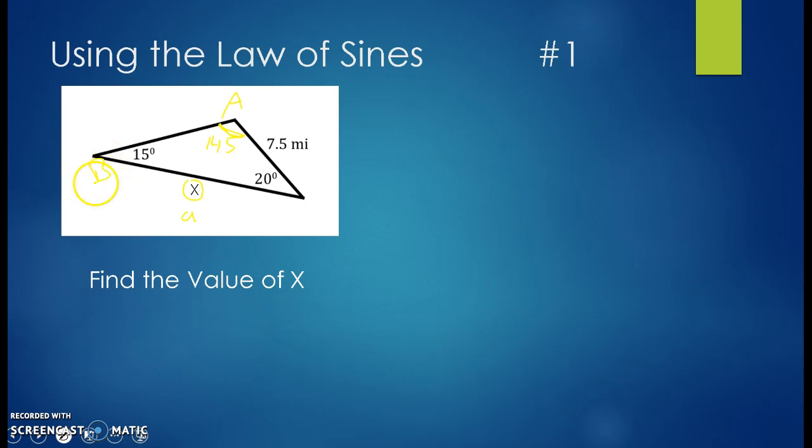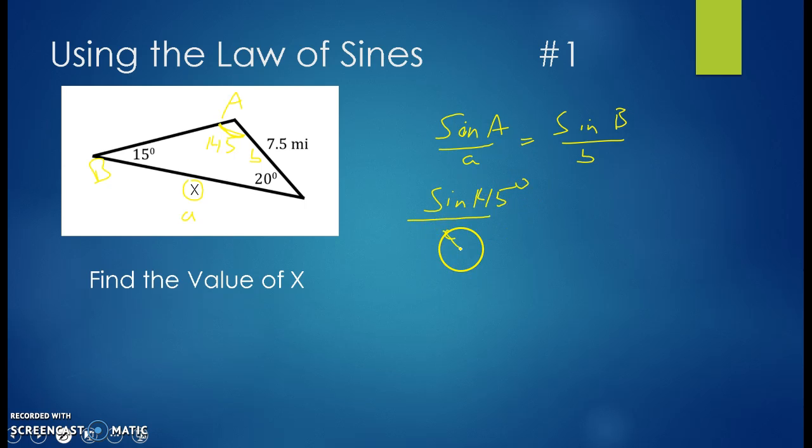If I let this be my big A and this is my little a, and I let this angle here be the big B and this is my little b, I can use the law of sines. I know that the sine of A over a equals the sine of B over b. And so that means that the sine of 145 degrees over x has to be equal to the sine of 15 degrees over 7.5.